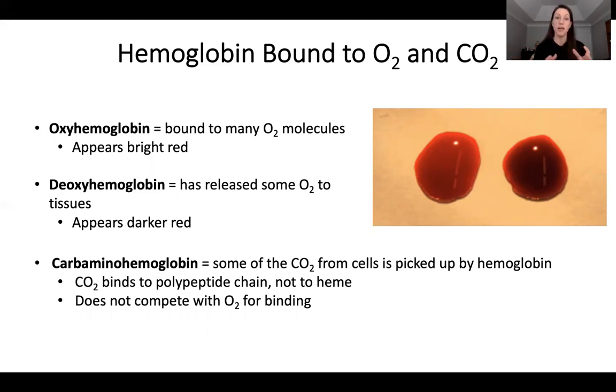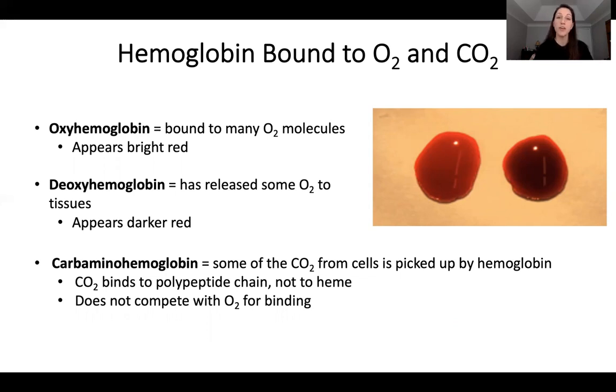What you really want to be able to remember is the difference between oxyhemoglobin, which has oxygen bound to it, and deoxyhemoglobin, which has released some or most of its oxygen to the tissues. That difference in color is a good way to differentiate. Also location. So arterial blood, again, is going to have more oxygenated blood in it. It's going to have more oxyhemoglobin, whereas venous blood, which is returning from the tissues back to pulmonary circulation to get oxygen added back into it again, is going to be that darker red color that is associated with deoxyhemoglobin.